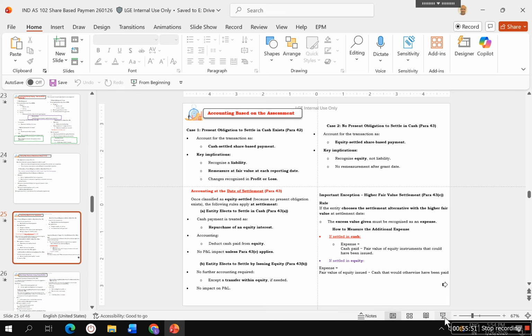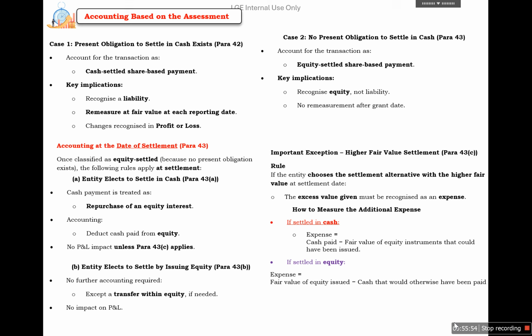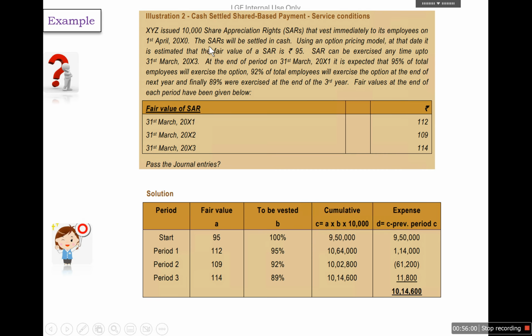So let's take a few examples about it. XYZ issued 10,000 SARs that vest immediately to the employees on April X0. The SARs will be settled in cash using an option pricing model. At the date, it is estimated that the fair value of a SAR is 95. SARs can be exercised at any time up to X3 because these are immediately vested. At the end of the period, it is expected that 95% of employees will exercise the option. Second year, it is expected 92%, and in the final year, 89% were exercised at the end of the third year.